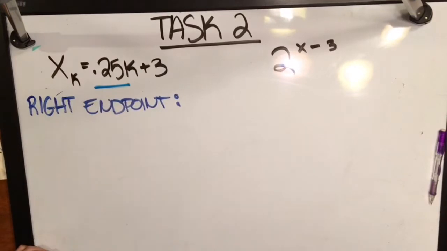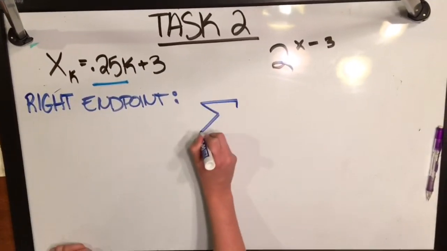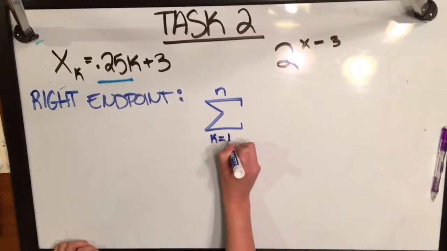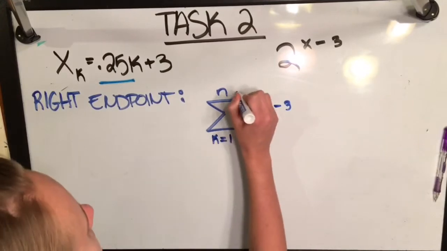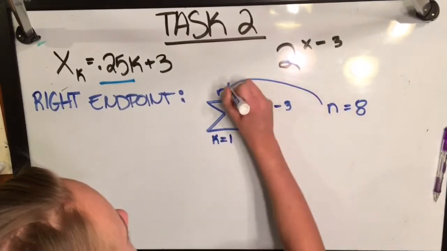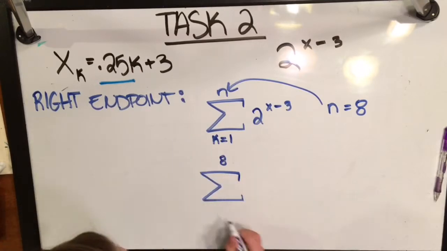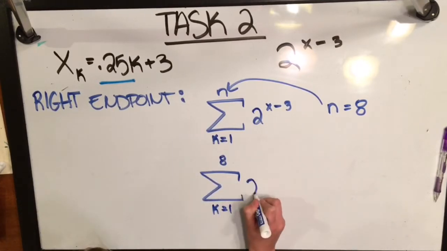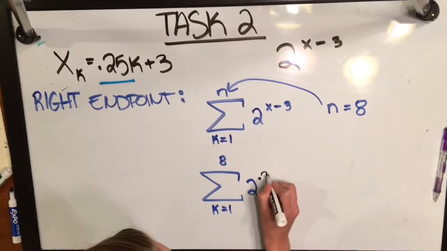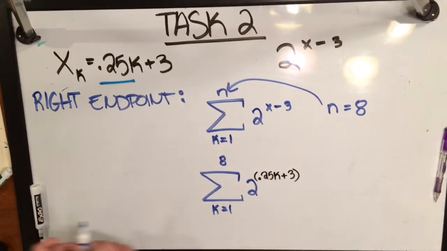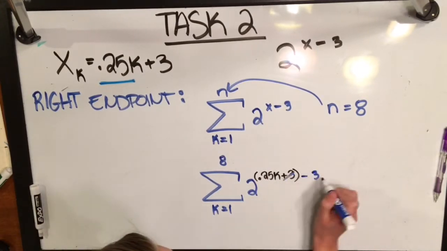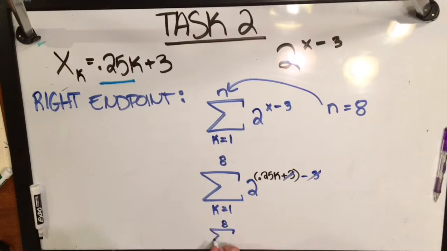For the right endpoint, you want to start off with n at the top, k equals 1 at the bottom, and then your equation in front, just like with left endpoint, which is 2 to the x minus 3. Your n is still 8, which is the amount of endpoints you're going to have. So then you have 8 at the top and k equals 1 at the bottom. Now you need to plug in your x sub k equation, which is 0.25k plus 3. So now it is 8, k equals 1, and then in front you have 2 to the (0.25k plus 3). The 3's cancel out, and you end up with 2 to the 0.25k.